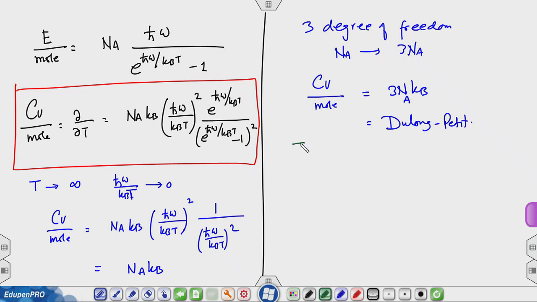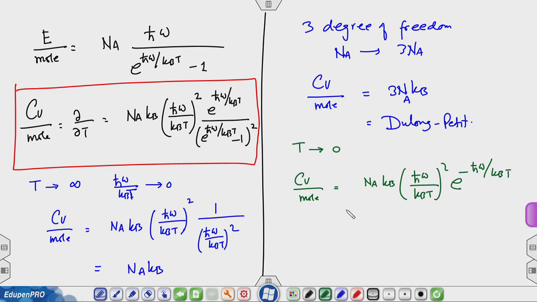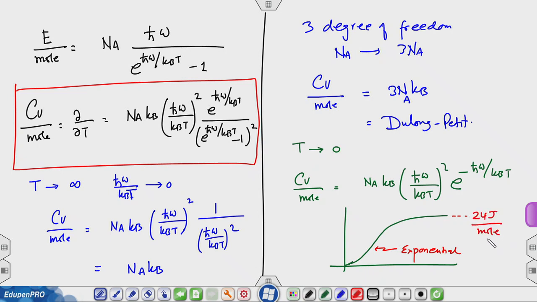On the other hand, as T goes to 0, then e raised to h cross omega by kBT is very large, and Cv per mole will be equal to Na kB h cross omega by kBT whole square e raised to minus h cross omega by kBT, and that you can very easily see goes to 0 as T goes to 0. So, this is the kind of behavior that you are expecting from this formula. This out here is exponential, and this is 24 joules per mole. So, as you go to low temperatures, although the specific heat is not following T cubed, it is still going to 0. So, what that tells you is you are in the right direction.